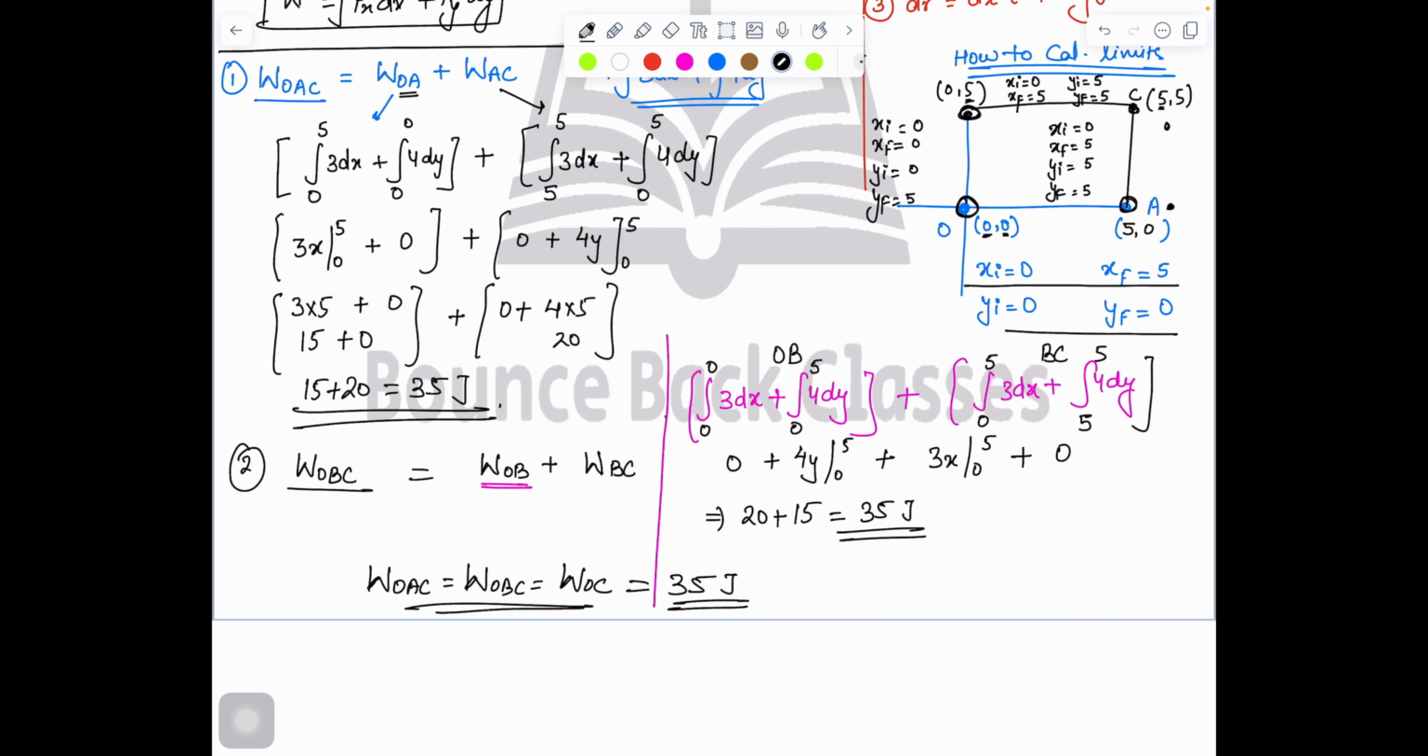Clear, guys? Like this, the major focus is on the limits. If you are able to understand the limits and how to solve them, then the questions will become very, very easy for you. All the questions are very easy. Just apply them in a proper way and solve it.